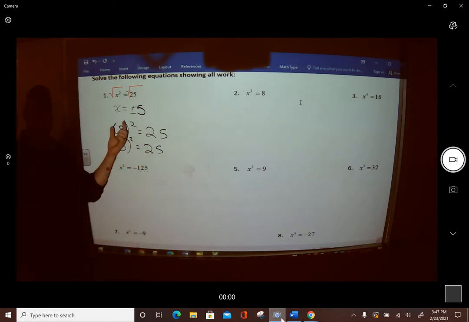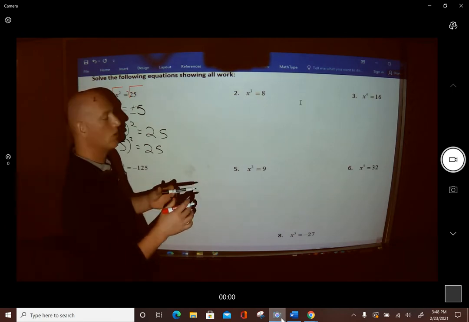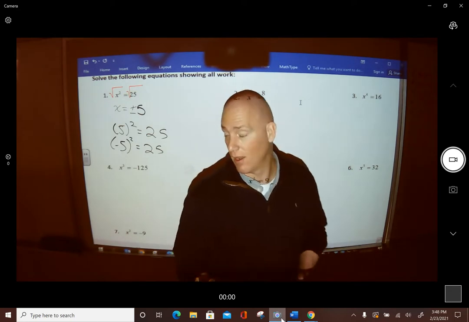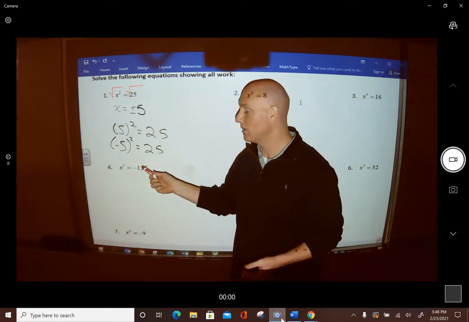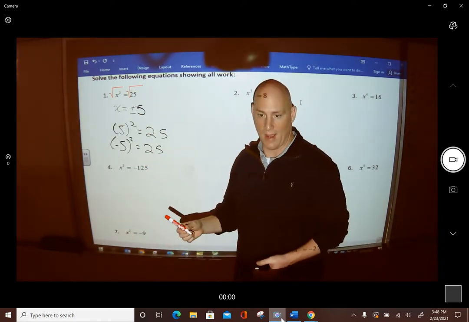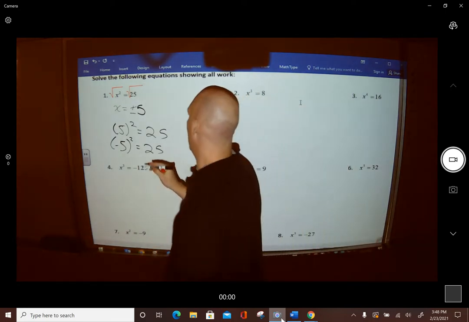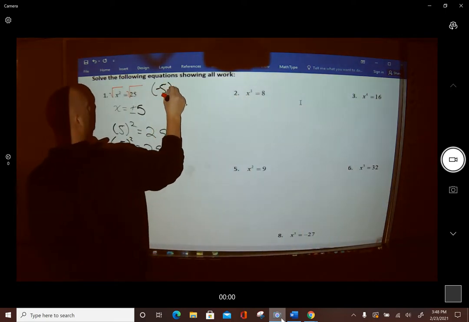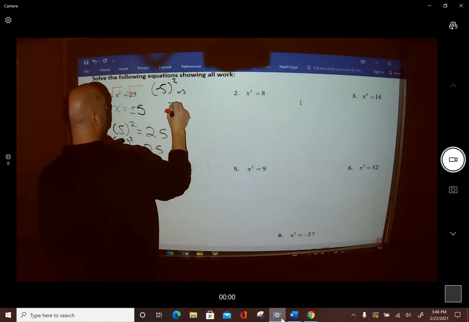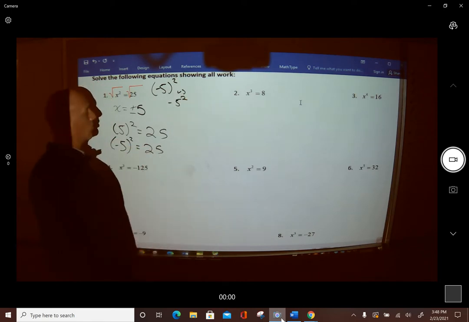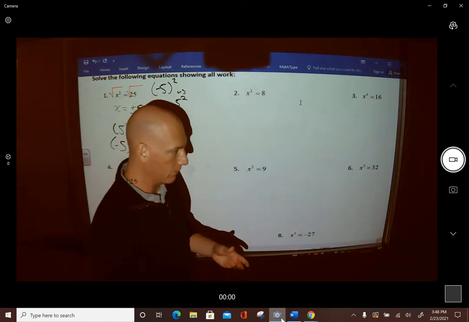Notice I put these in parentheses. I've been talking about this all year. Whenever you substitute, you have to substitute in parentheses. If you do not substitute in parentheses, this answer will be negative 25. And I've gone over the concept of negative 5 squared versus the negative of 5 squared several times.